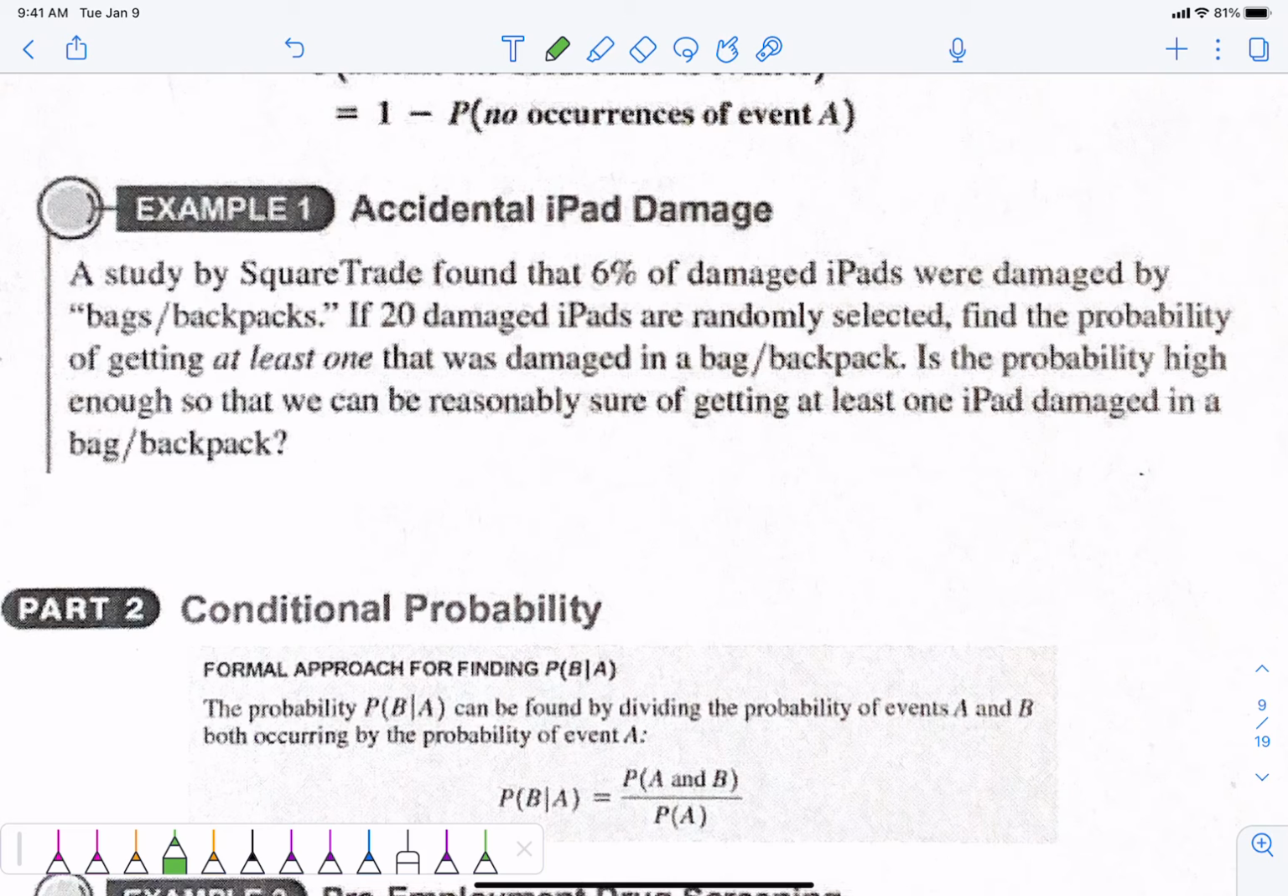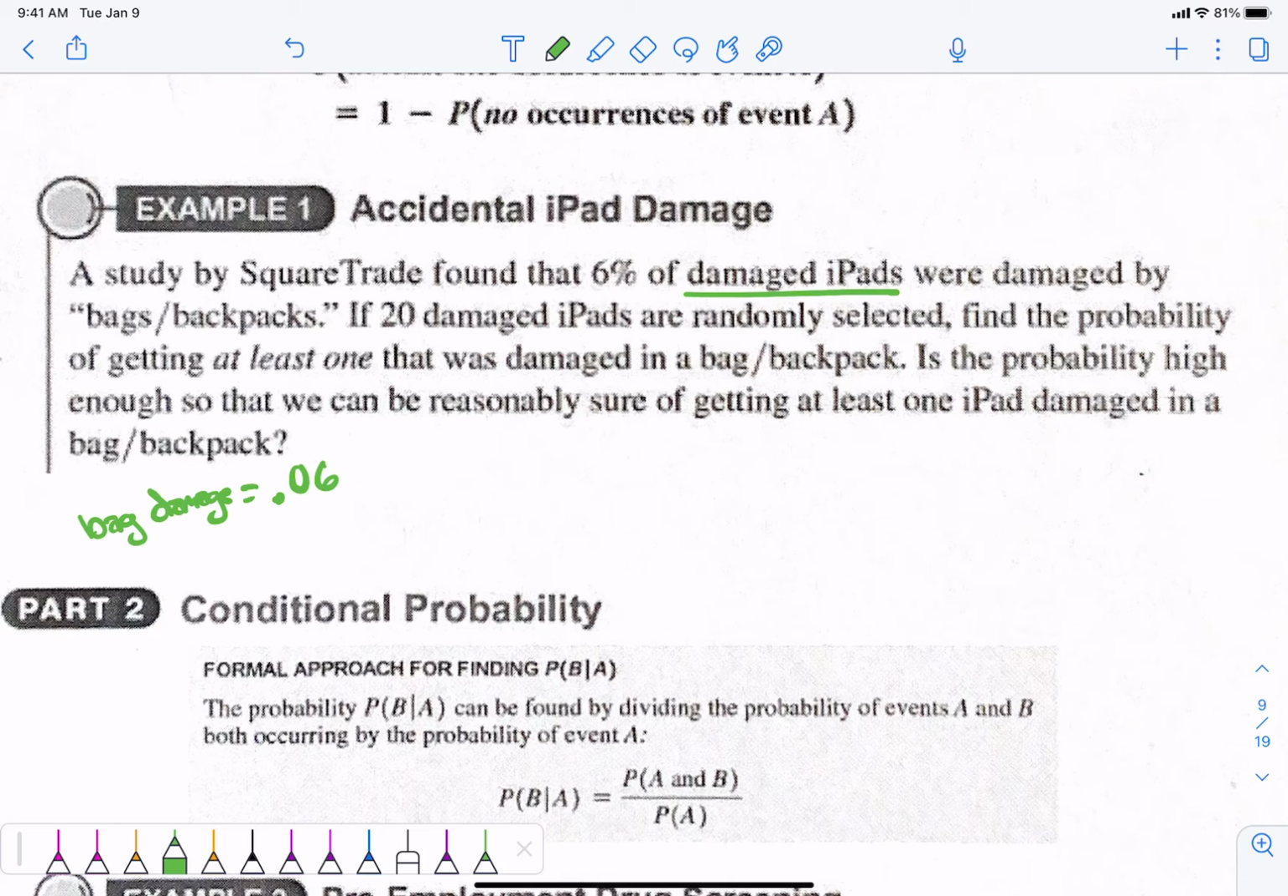It says a study by Square Trade found that 6% of damaged iPads were damaged by bags or backpacks. So I'm going to write that down. 6%, or 0.06, equals bag damage, as opposed to some other type of damage. These are all damaged iPads, but 6% of them are damaged by a backpack. Like they were inside your backpack and you dropped it or something else.